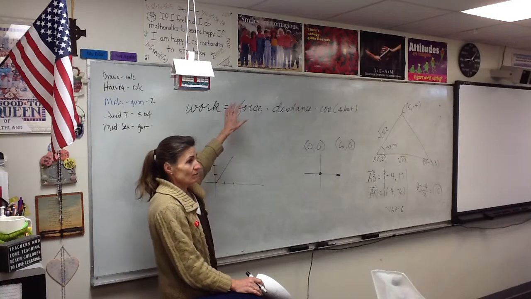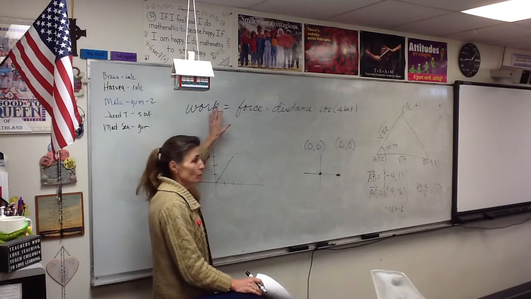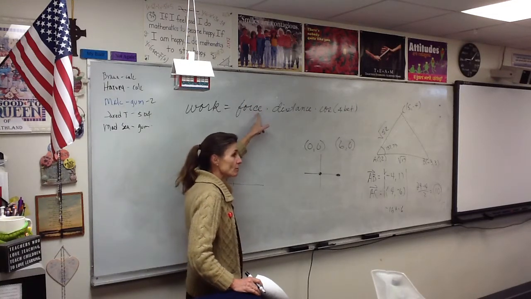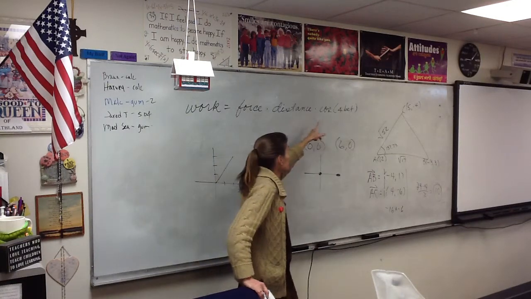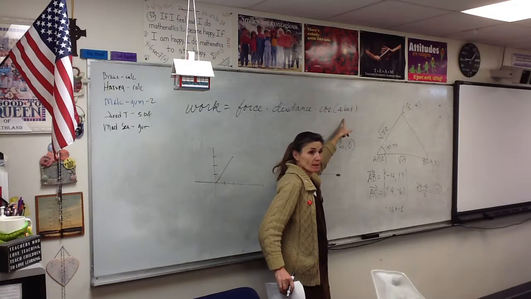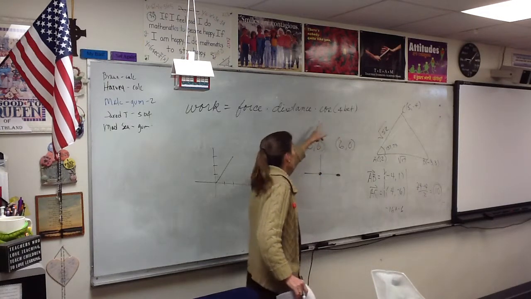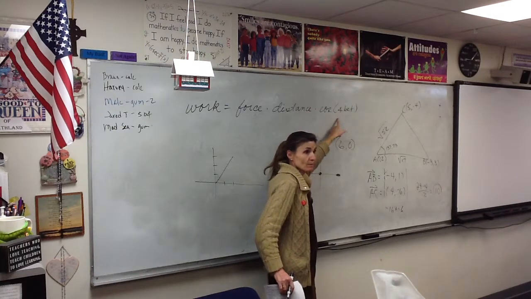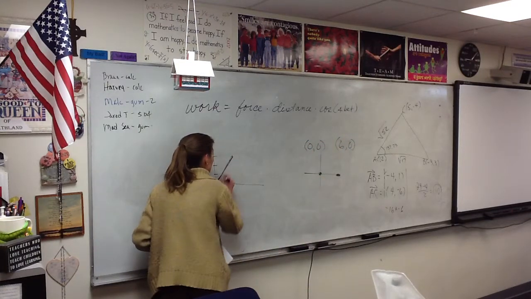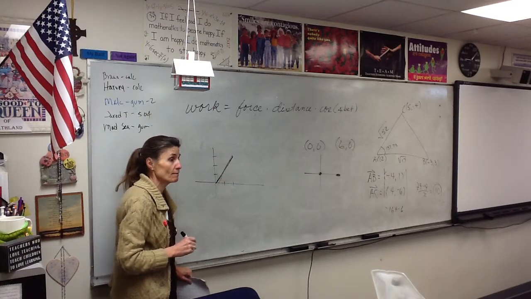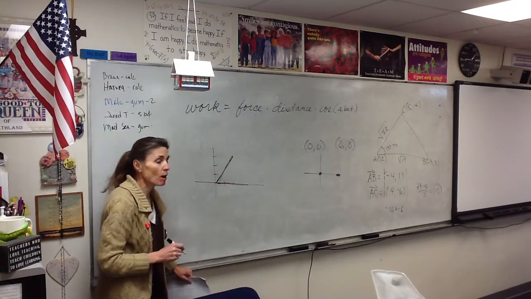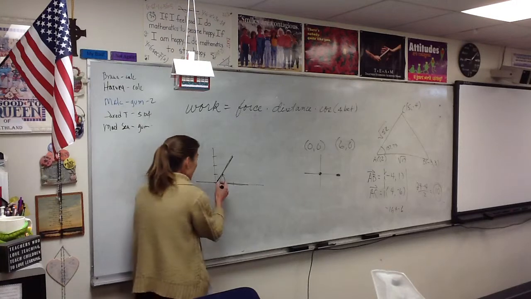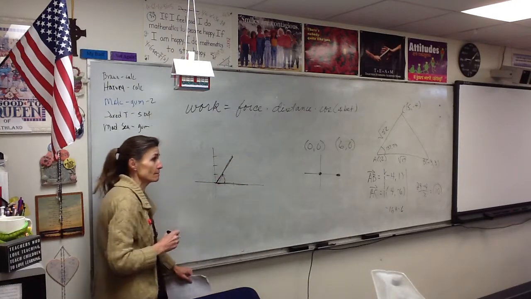I want everybody's eyes focused on me. In order to find the work, it's very simple. You need to know the magnitude of the force, how far you're moving the object, and the angle between the force and the distance movement. We are finding this first. The other two are given in the problem. Here is the force: over two and up three. Here is the distance: I'm moving horizontally. This is the angle I need, the angle between my force and my distance.